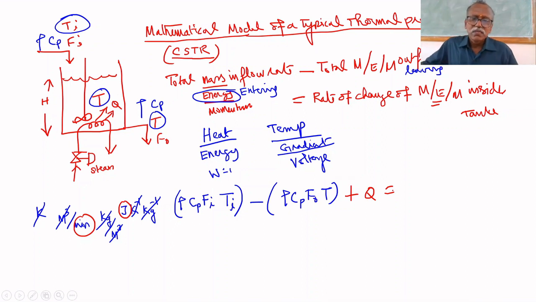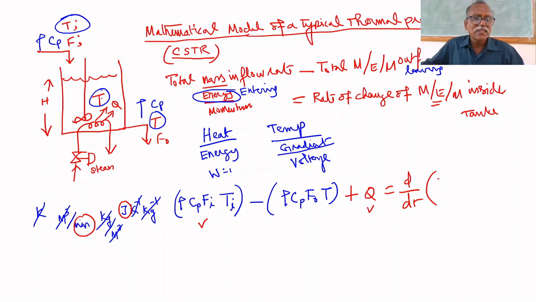So the first one and this last one are the amount of heat entering the system. Through the inflow some heat energy is entering, and through this steam some heat energy is entering. That's why both are positive. The amount of heat energy leaving the system is rho Cp F naught T, and the net equals the rate of change of energy inside the tank.